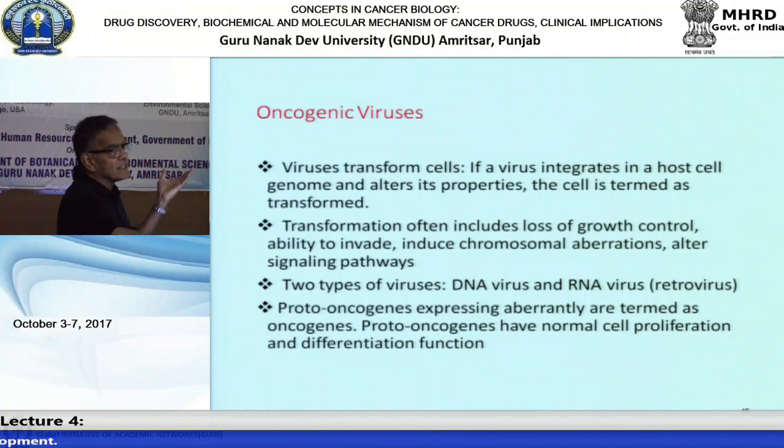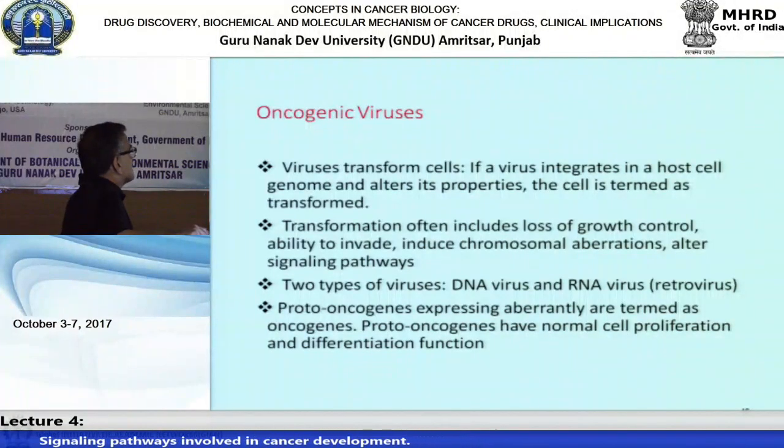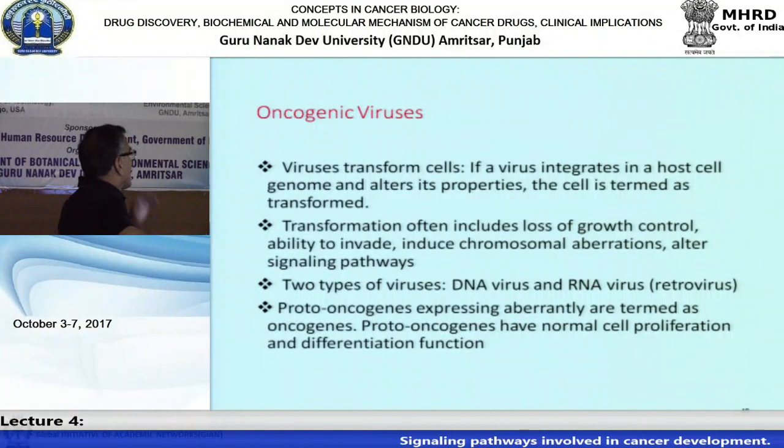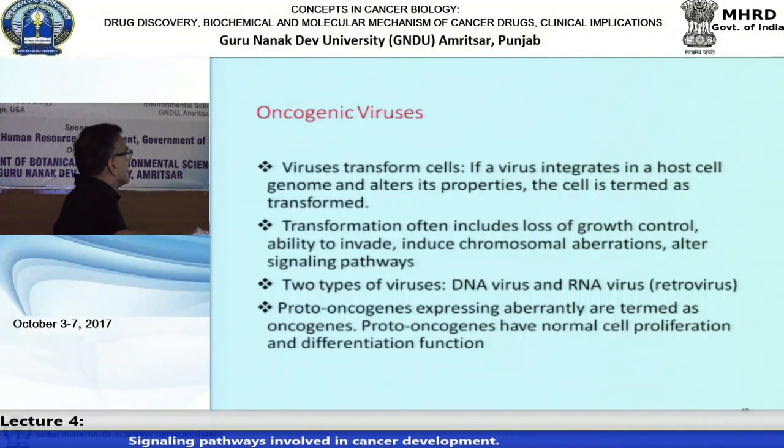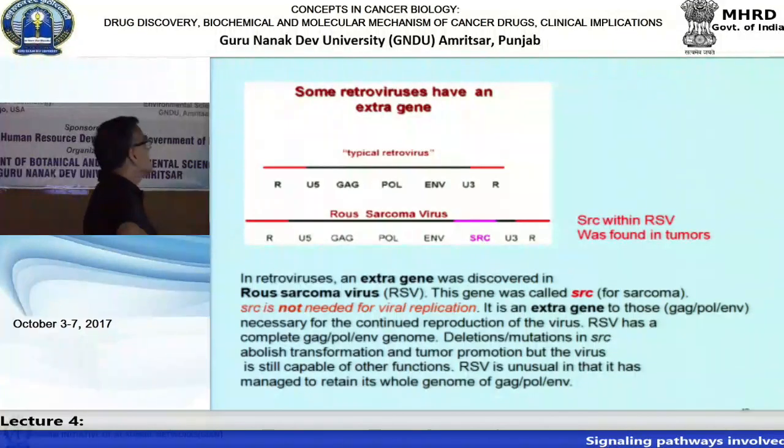And then you have retroviruses and DNA viruses, and here we are talking about retroviruses. So you have the viruses that transform cells. If a virus integrates into a host cell genome, it will change its property and the cell becomes transformed. There are two kinds of viruses: you have DNA virus and you have a retrovirus, which is an RNA virus. And this is just the definition of oncogenes, that proto-oncogenes altering their function are called oncogenes. Now this is important.